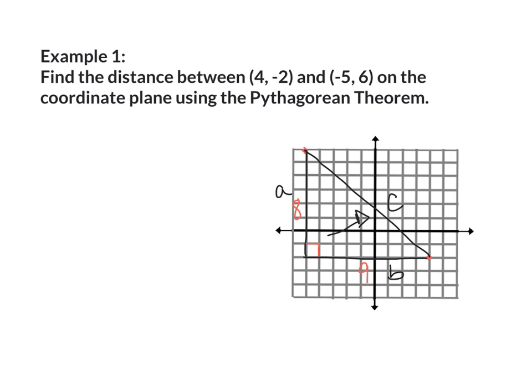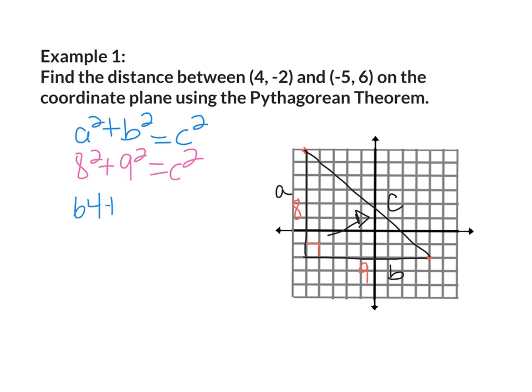So now I'm going to go ahead and write the formula for the Pythagorean theorem, which is a squared plus b squared equals c squared. So a squared is going to be 8 squared. b squared is going to be 9 squared. And then bring down c squared. So 8 squared is 64. 9 squared is going to be 81. Bring down c squared. So 64 plus 81 gives me 145. And bring down c squared.